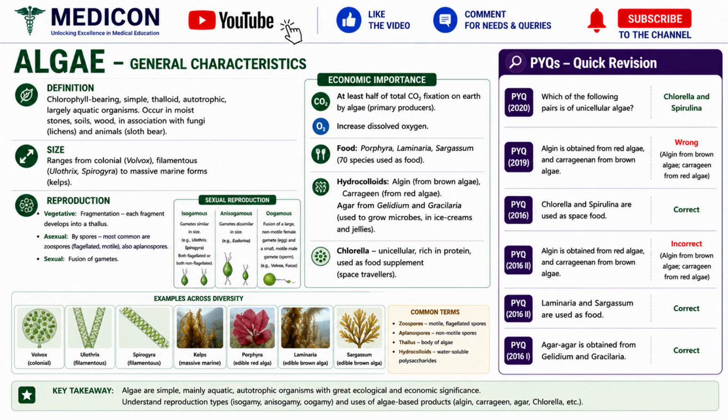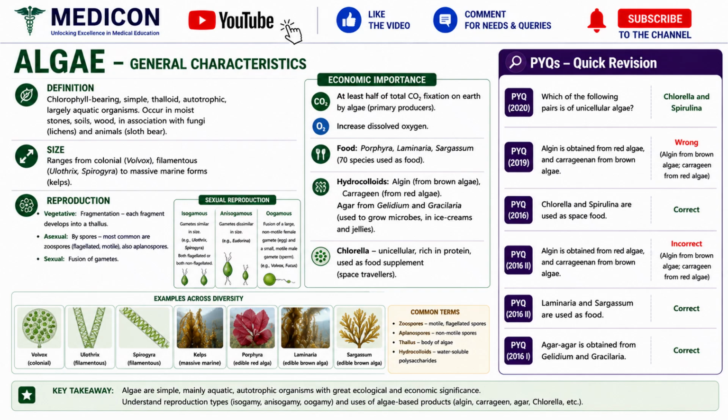The reproduction: vegetative reproduction by fragmentation, each fragment develops into a thallus. Asexual reproduction by spores, most common are zoospores, flagellated and motile, also aplanospores. The sexual reproduction happens by the fusion of gametes. The sexual reproduction happens by three processes: isogamous, anisogamous, and oogamous.